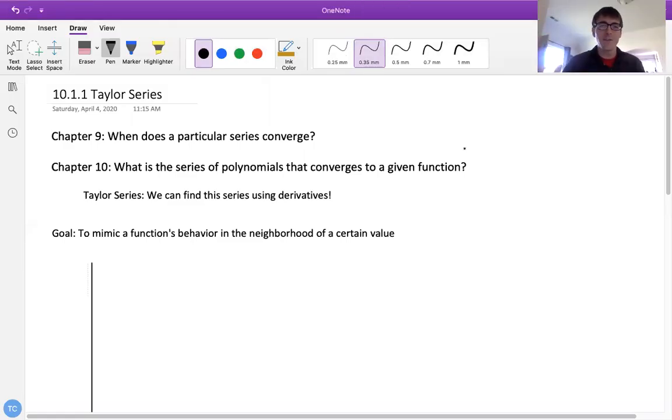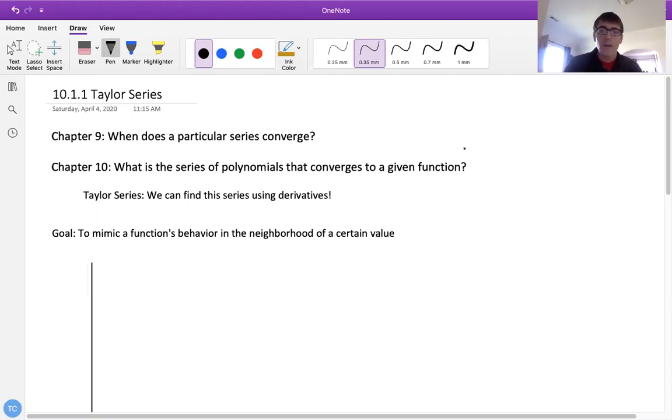All right, this is the first video in chapter 10. So big picture, what chapter 9 is talking about is, well, we learned what a sequence is, and we learned what a series is, and then the main question was, how can we determine if the series, if this sum of an infinite list of numbers equals some finite number, if it converges to something?